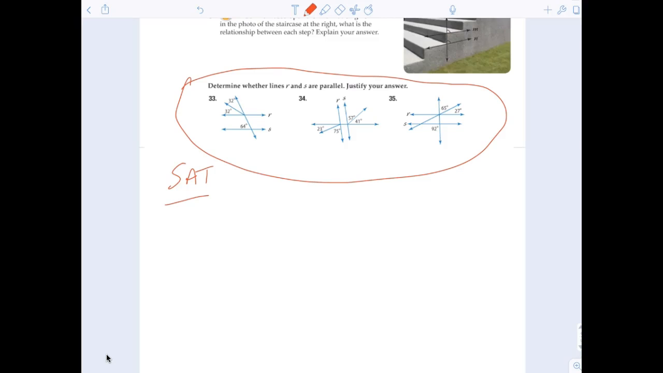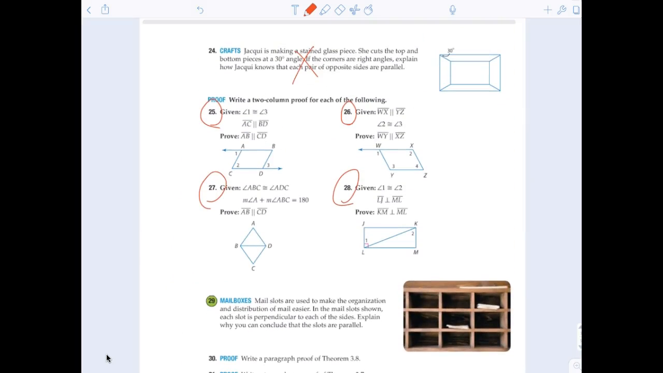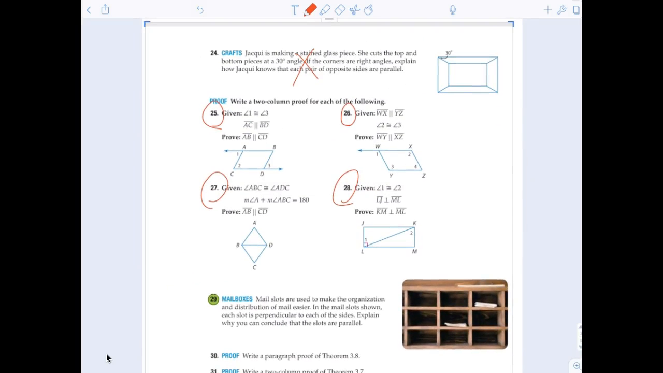So do we have to write like the whole proof out? Yeah, that's what you're trying to do. You're trying to write the proof on 25, 26, 27, and 28. But not 33. No, you're just solving it. All right, get to work.